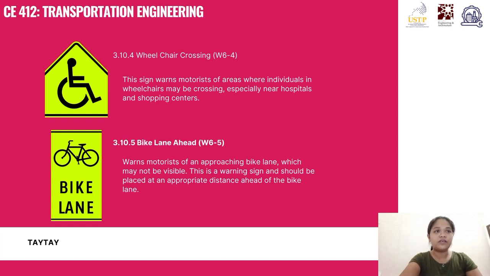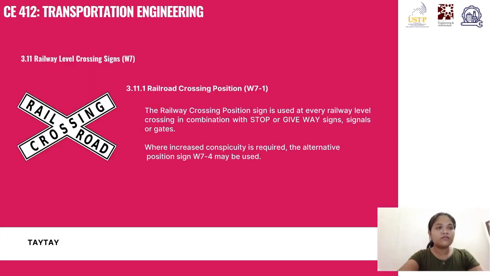This should be placed at a good distance before the bike lane begins. Now let's talk about railway level crossing signs. Here you can see the railroad crossing position sign, the W7-1. These signs are always used where a road crosses a railway at the same level. They are combined with stop or give way signs or even with gates.